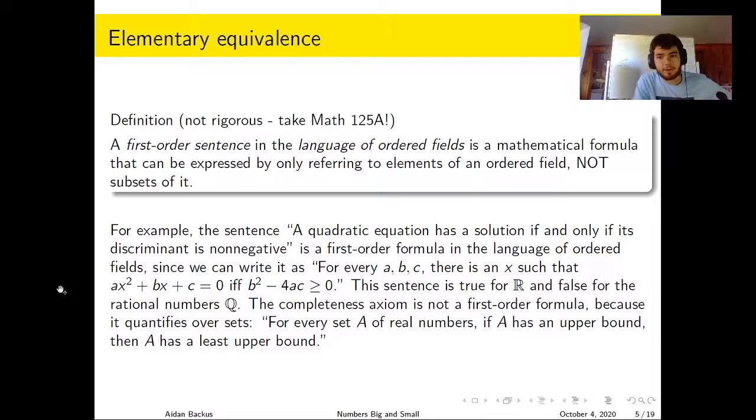On the other hand, the completeness axiom, which you learn about when you take real analysis, is not a first order sentence, because it says for every set of real numbers, if that set has an upper bound, then that set has a least upper bound. You might try to state the completeness axiom in a different way, but it turns out that no matter how hard you try, you will not be able to turn the completeness axiom into a first order sentence. And this basically means that first order sentences are not enough to completely characterize the real numbers. You need second order sentences to do that.